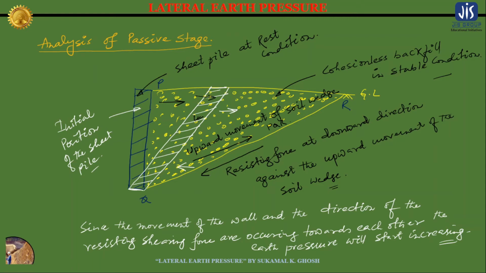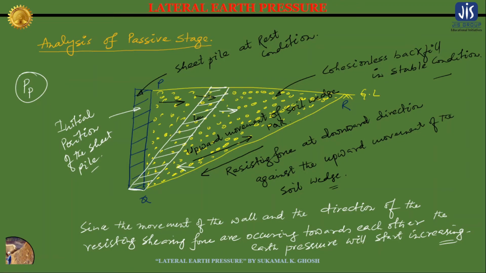Okay, now if the sheet pile movement is continued, the resisting force will start increasing, and after a certain time it reaches its maximum value, and at this stage the lateral earth pressure also reaches its maximum value. Okay, and we know the maximum value of lateral earth pressure is nothing but the passive earth pressure, that is Pp, right? So at this stage we can say the soil is in plastic equilibrium in the passive stage.